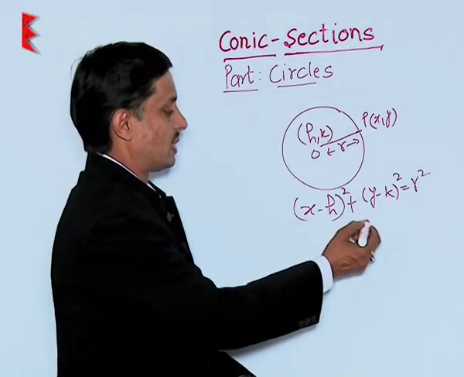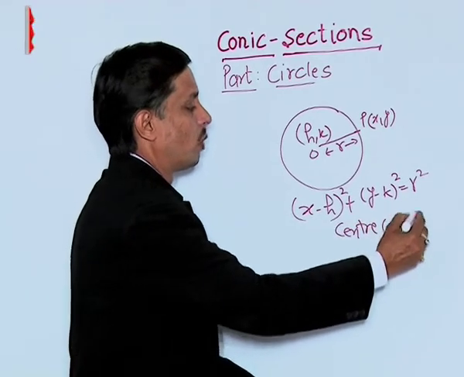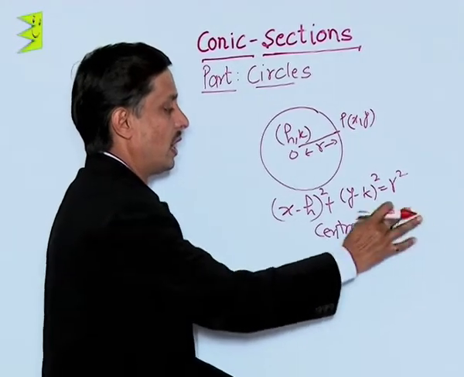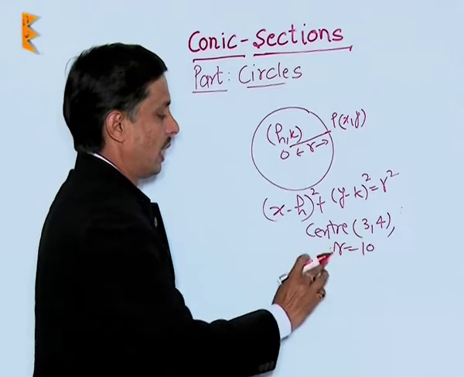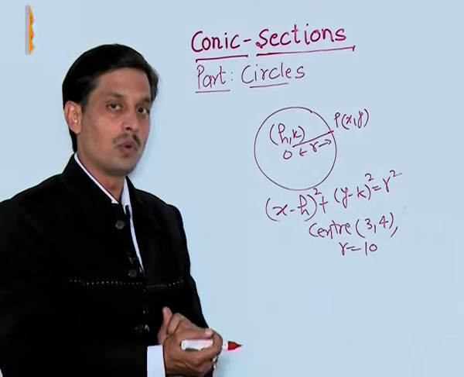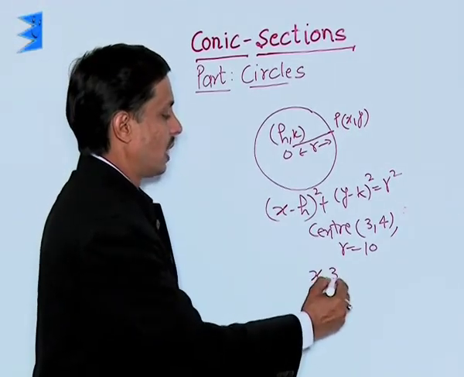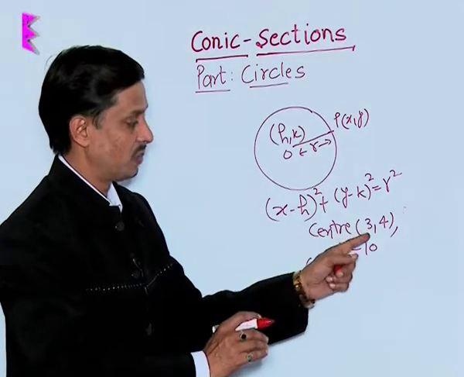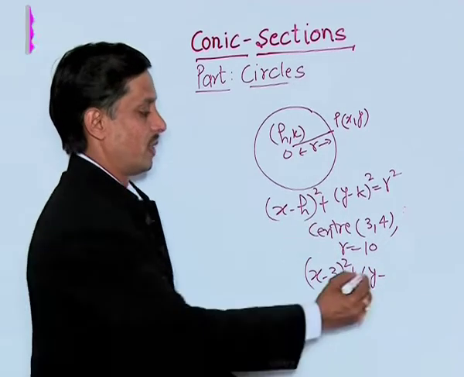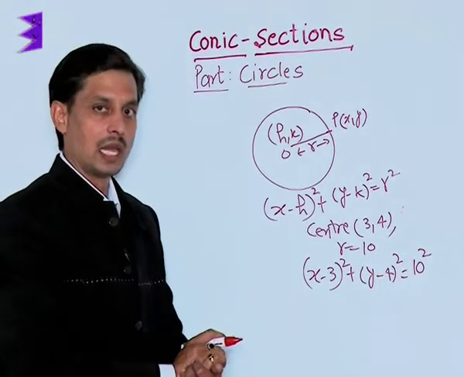If I take an example, suppose the center of a circle is 3, 4 and radius is 10. If the radius of a circle is 10 and the circle's center is at a point whose coordinates are 3, 4, what is the equation? It is given by (x minus h), that means (x minus 3) whole square, plus (y minus k), that is (y minus 4) whole square, is equal to r square, that means 10 square.